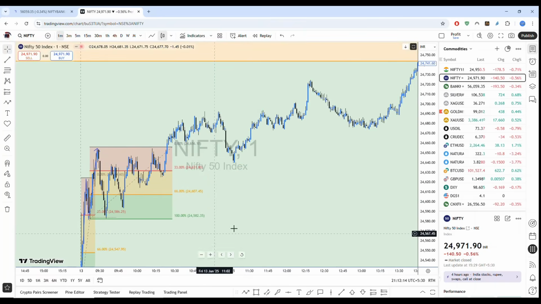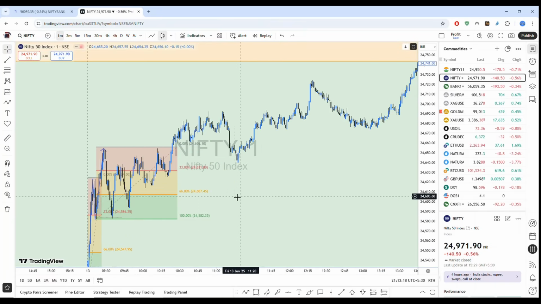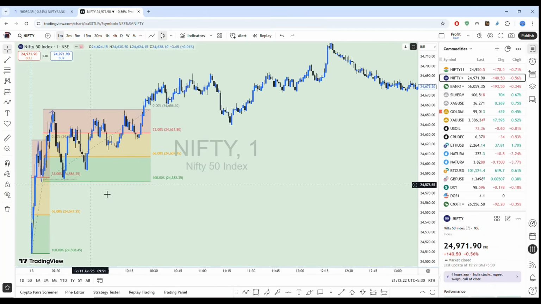But this is not the best trade. What is the best trade? Let me tell you, the best trade is after a clear cut liquidity. This is not the best example of liquidity. This is simple equal lows.